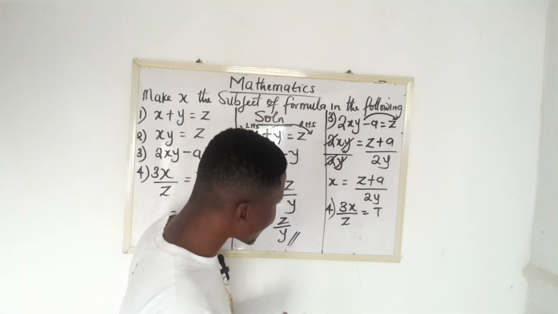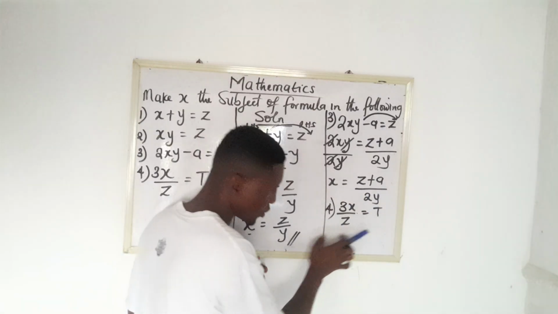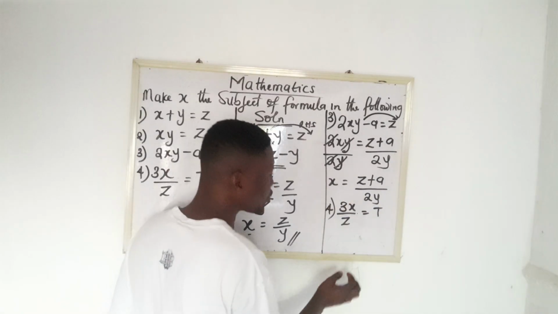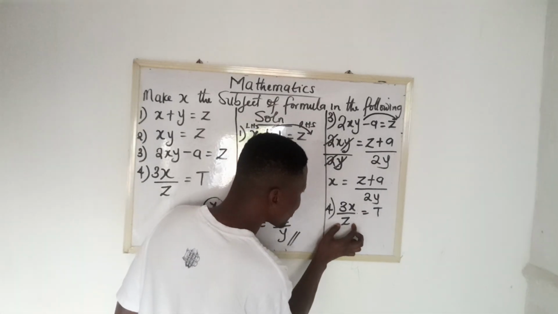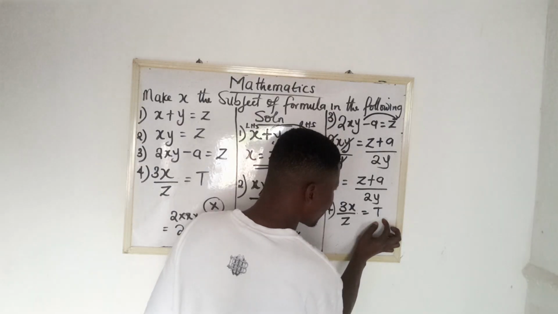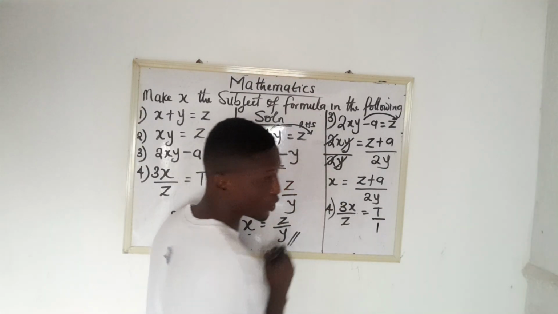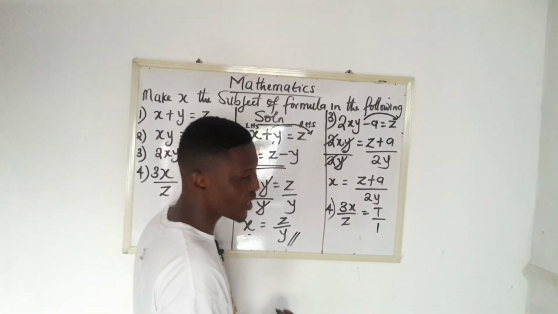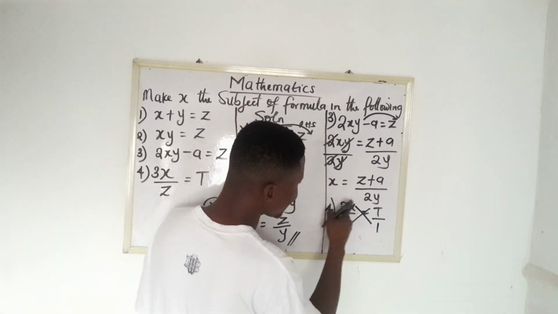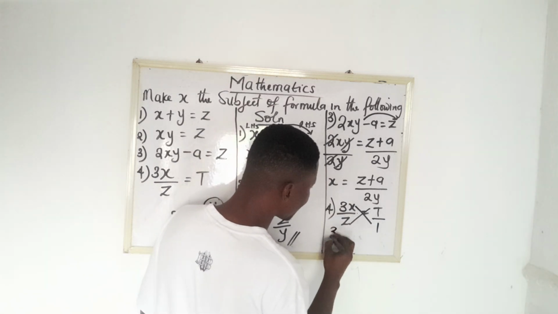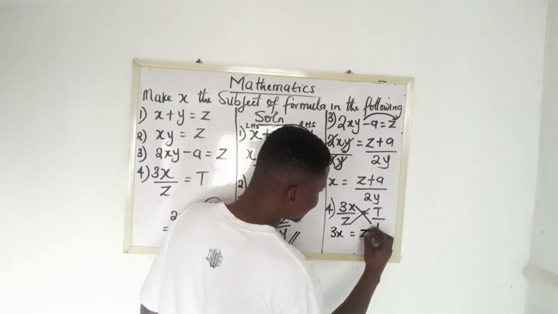And what can I observe again? I observe that on the left-hand side of the equation, I have a fraction. So what am I going to do? Whenever you have it like this, you are having two terms. Whenever you are having two terms, a term on the left-hand side and another term on the right-hand side, what you are going to do is make sure they are both fractions. This is t, then make it over 1, and then you cross multiply. Once I cross multiply, 3x times 1 gives me 3x, which is equal to z times t gives me zt.